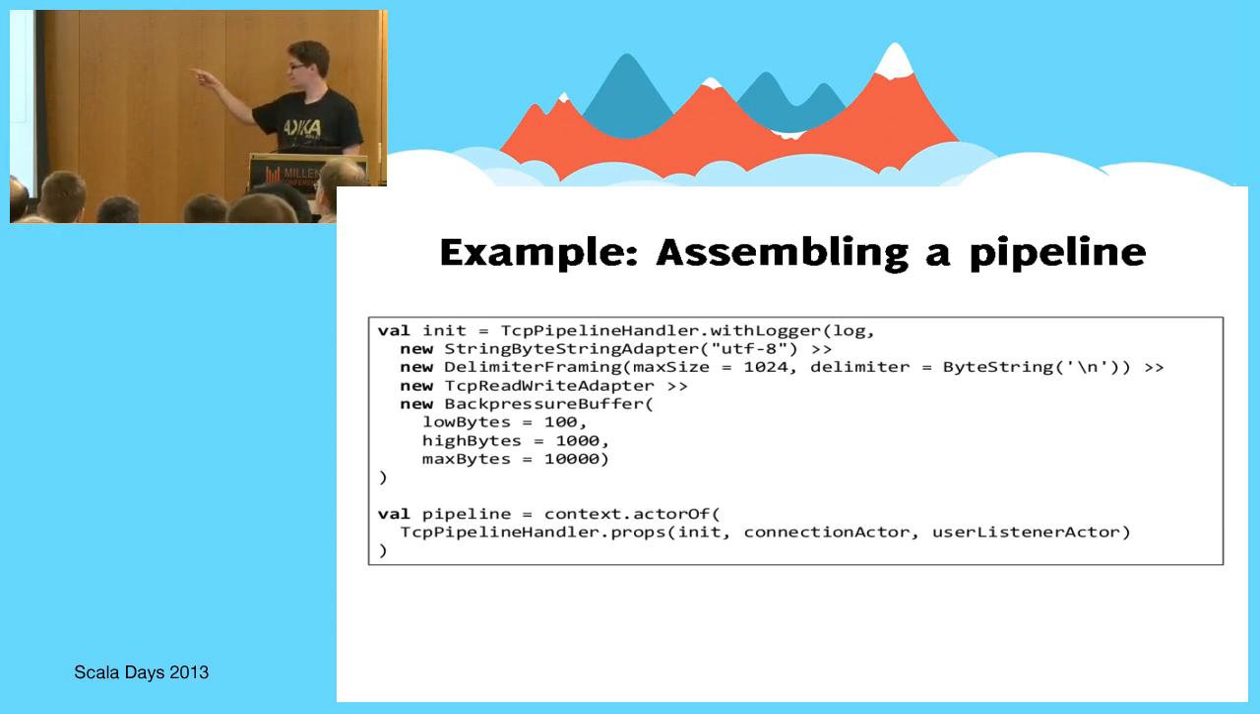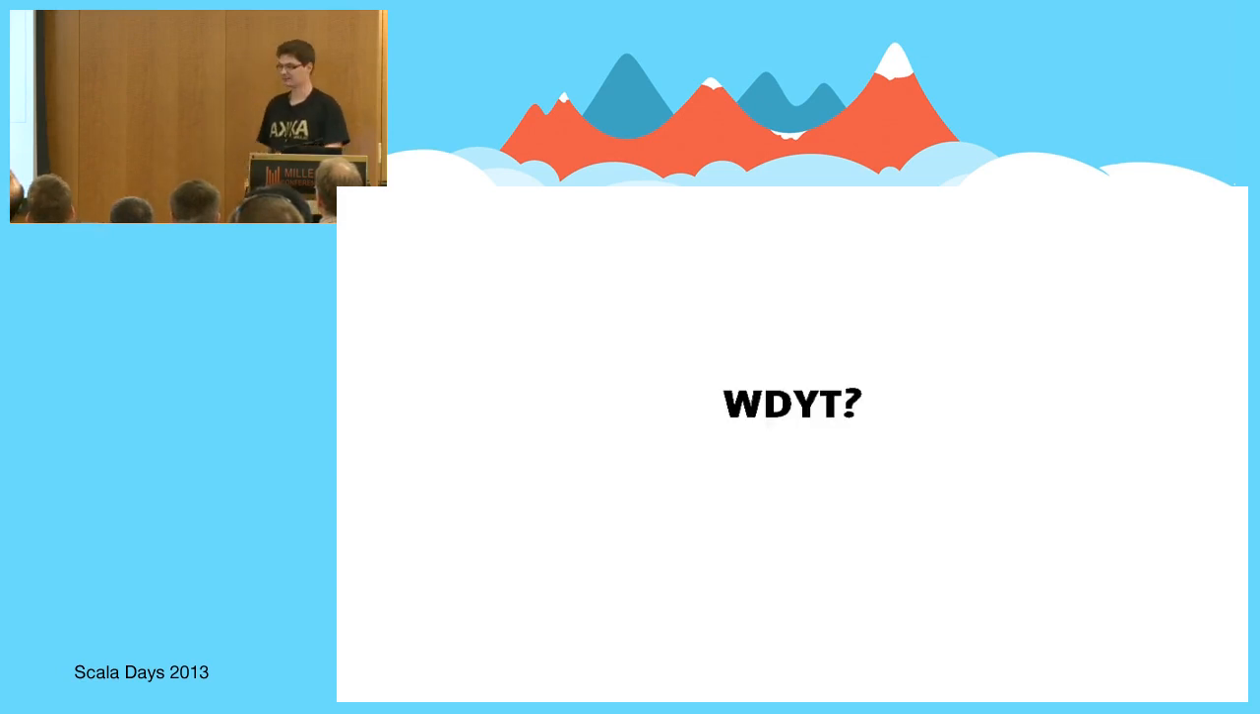But in this case, this buffer layer will notify you if the buffer gets below a certain watermark or above it, and then you can react on it. But if you stay below this range, then you are fine and you don't have to care about any kind of back pressure. And at the end, we give it a specific utility actor, which is actually a nice library tool, a TCP pipeline handler, which has the responsibility of executing a pipeline inside it and communicating with a TCP connection actor.